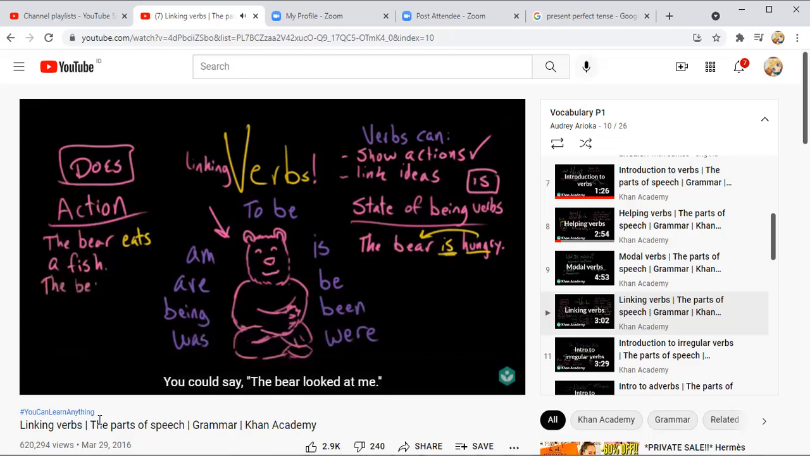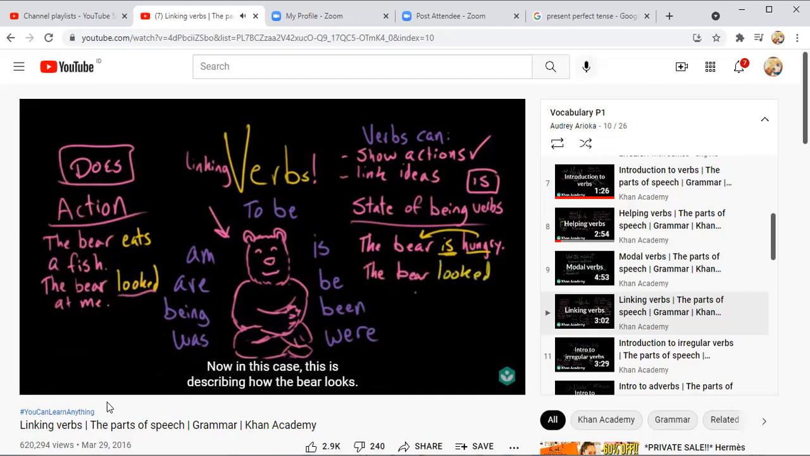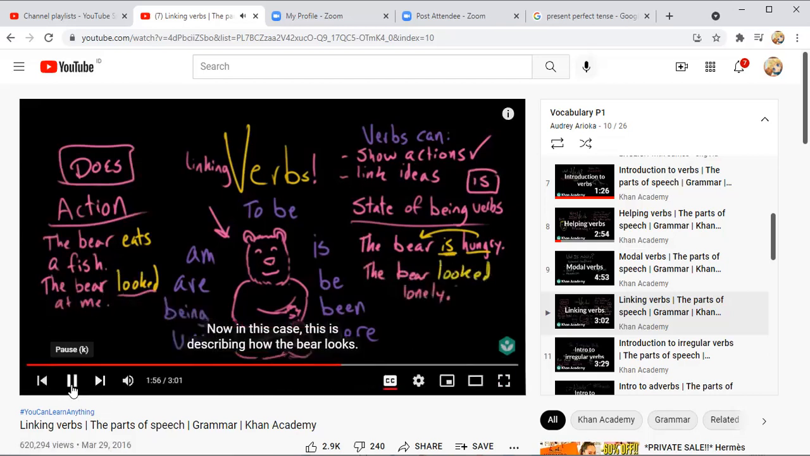You could say, the bear looked at me, which is to say the bear is doing a thing, looking at something like me. But we could also say, using the same verb, the bear looked lonely. Now, in this case, this is describing how the bear looks.